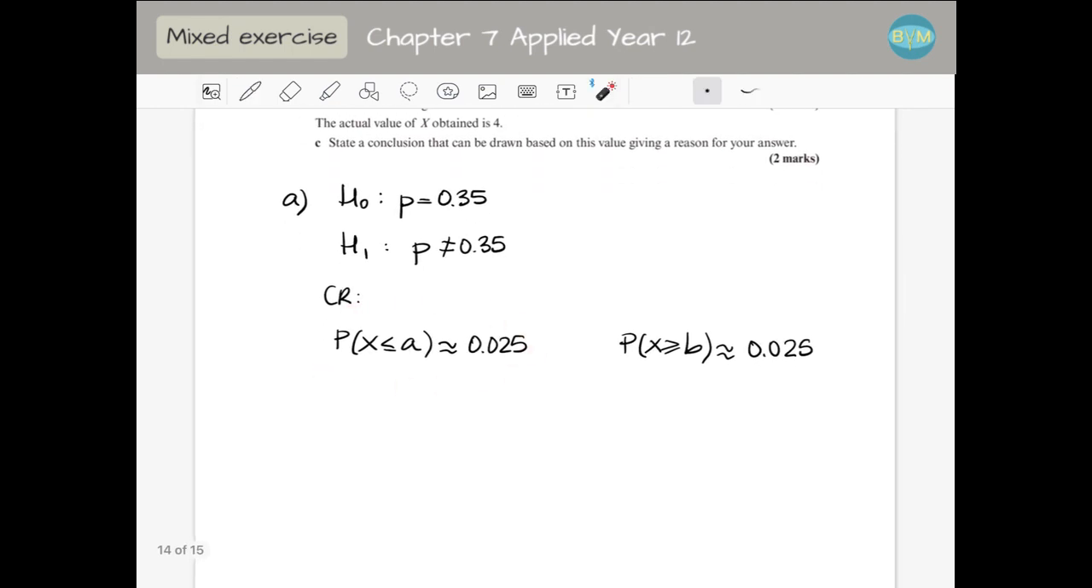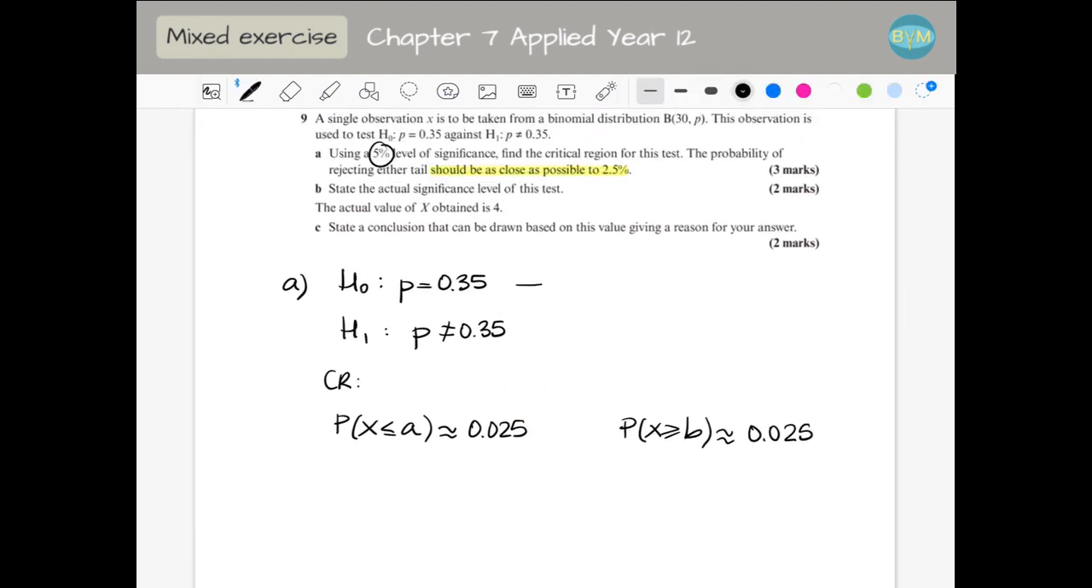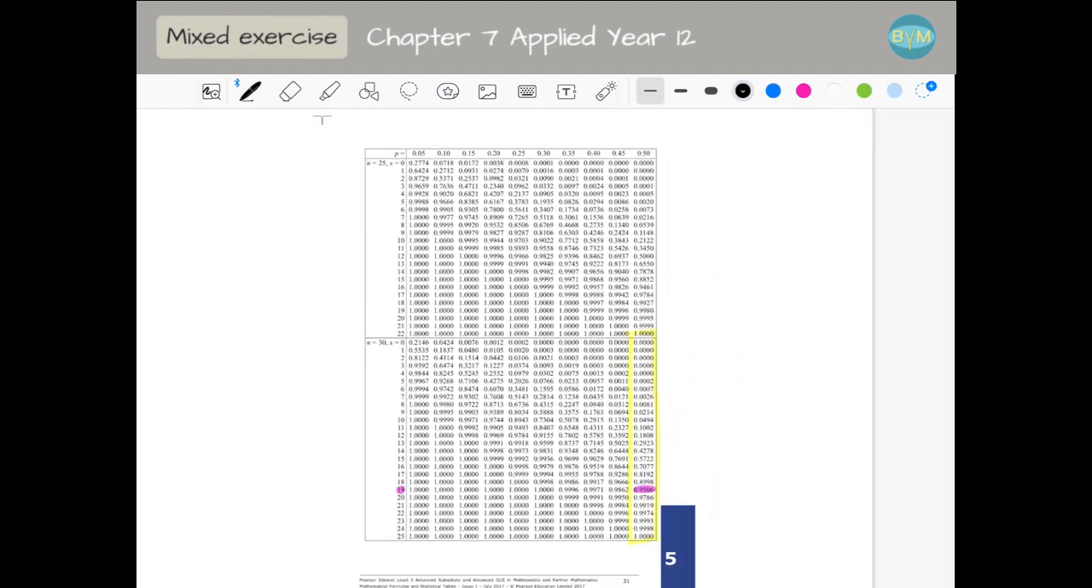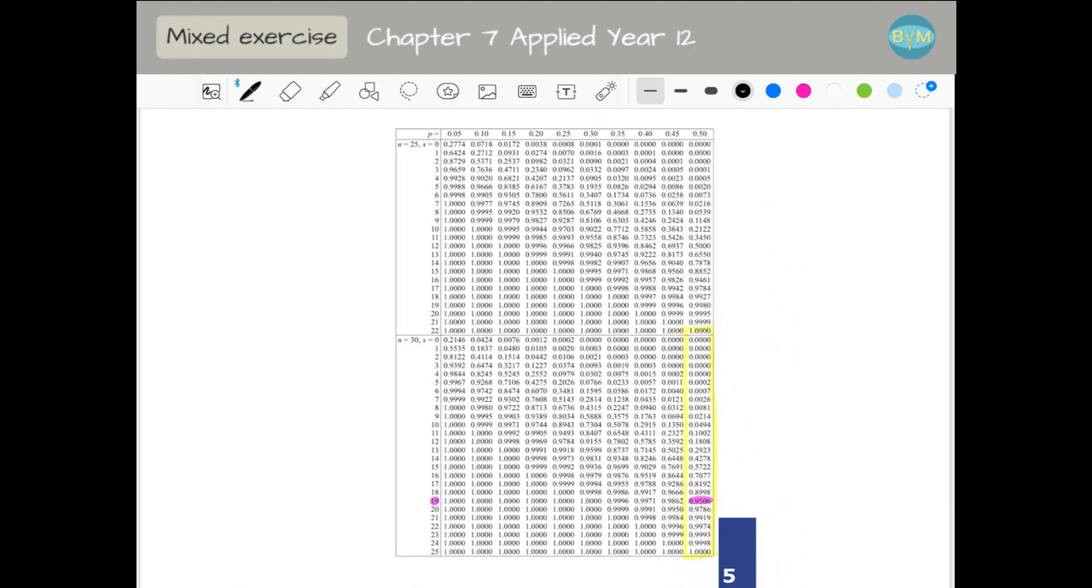We can use the tables because this is binomial. So if H0 is true, x is going to be a binomial B(30, 0.35), and I think this is in the table. Yeah, 0.35 is this column here.